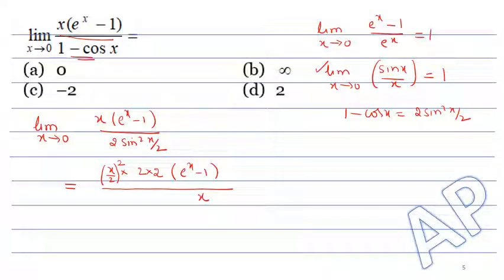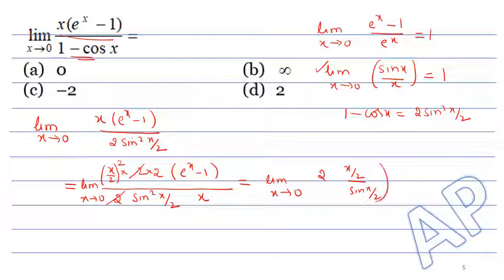I will write that x here, and 1 2 I have here, and let me write sin square x by 2. Here I have 2 2s are 4 here, so that I am left with limit as x tends to 0 of 2 into x by 2 by sin x by 2 whole square.